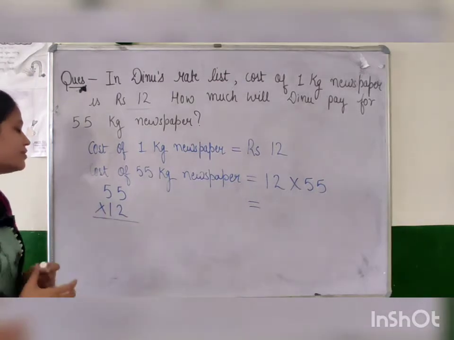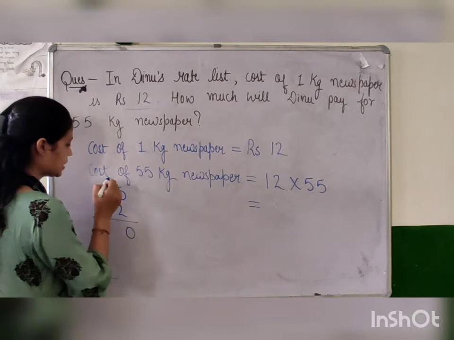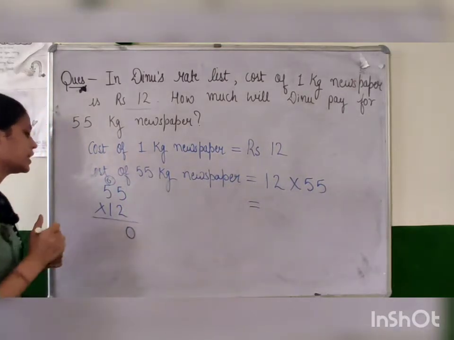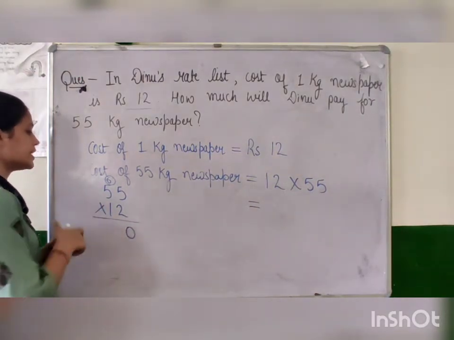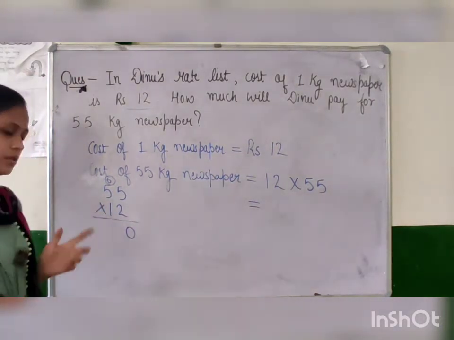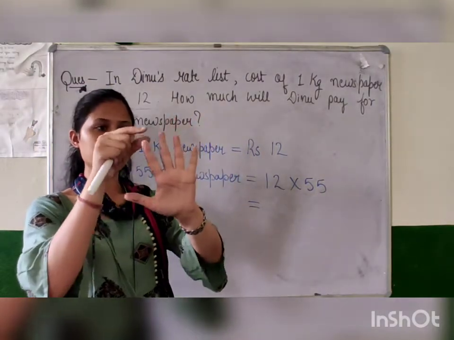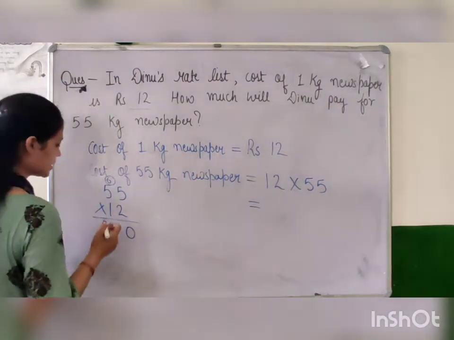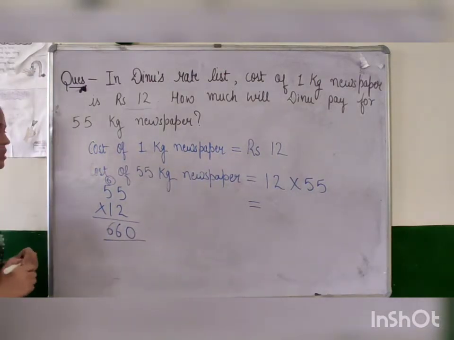Now 12 into 5 is 60. So 0 I will write here and 6 will go in carry. And 12 into 5 is again 60. We have got 6 in carry, so adding 6 to 60, we get 61, 62, 63, 64, 65 and 66. So this will be 66. It means 660 rupees.